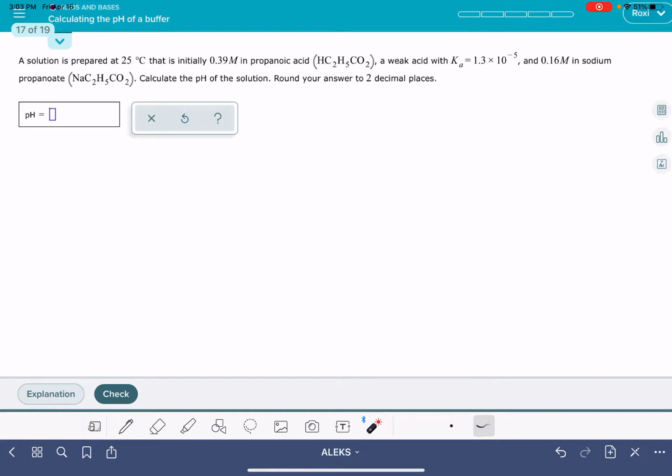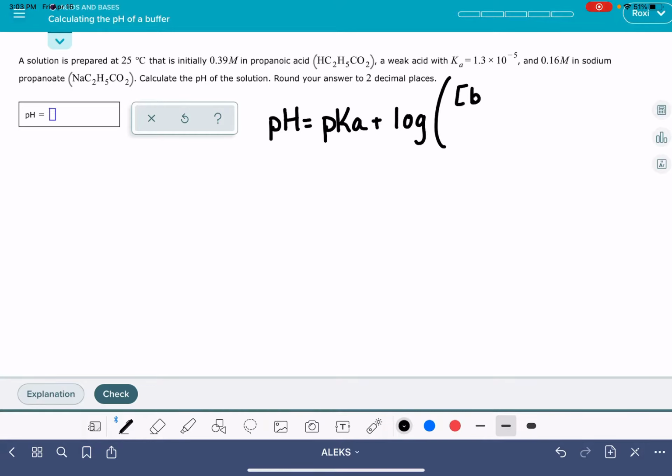In this video, I'm going to show you how to solve the ALEKS problem called calculating the pH of a buffer. To calculate the pH of a buffer, we use the Henderson-Hasselbalch equation, which says that the pH is the pKa of the acid in the buffer plus the log of the concentration of the base of the buffer over the concentration of the acid of the buffer.